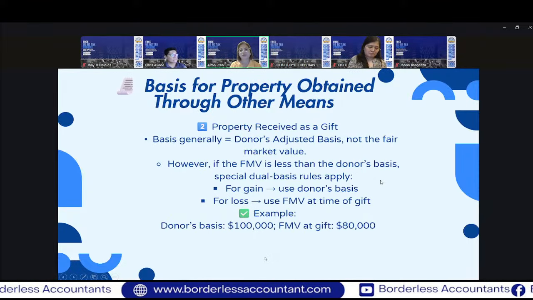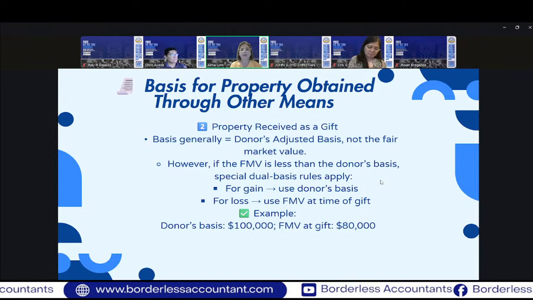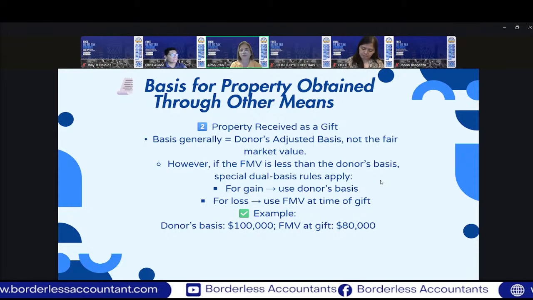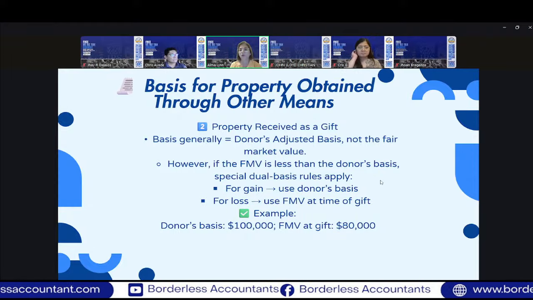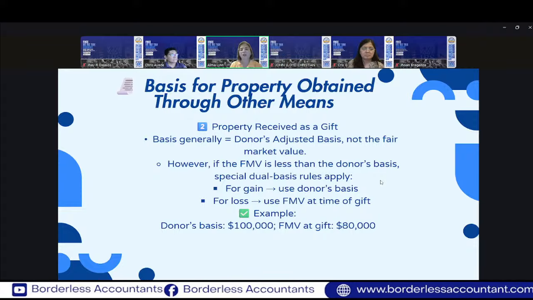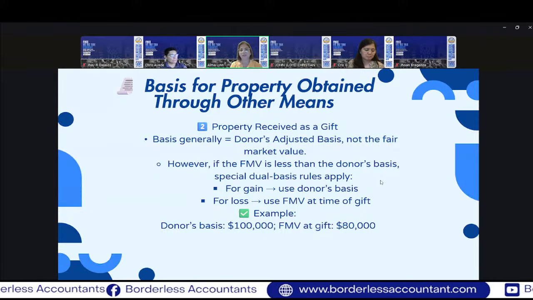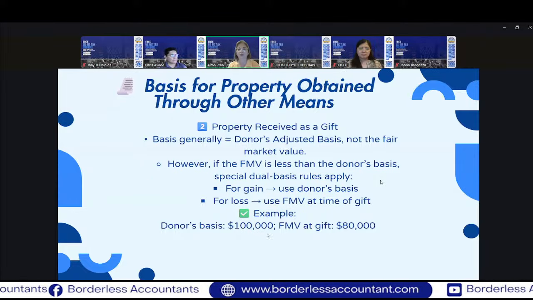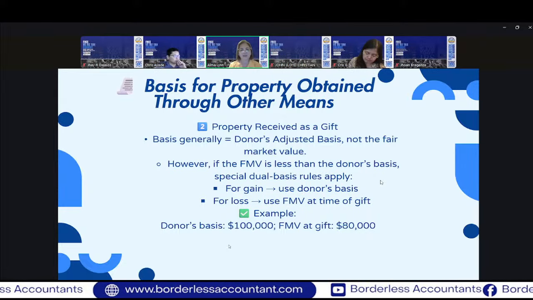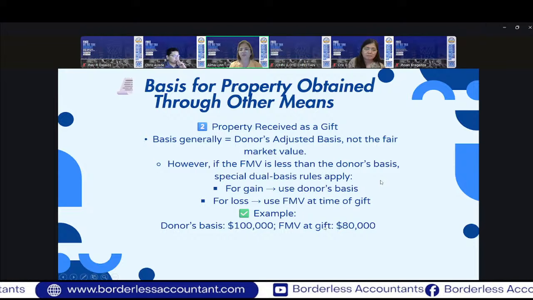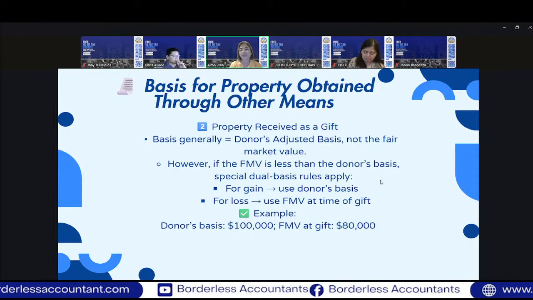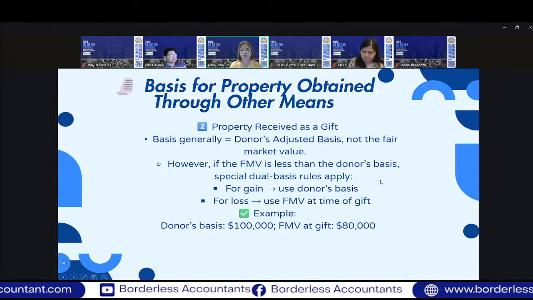For property received as a gift, the basis is the donor's adjusted basis, not the fair market value. However, if the fair market value is less than the donor's basis, a special dual basis rule applies. You will realize gain based on the donor's basis, or loss based on the fair market value. For example, the donor's basis is 100,000 and the fair market value is 80,000. If you sell the property for $90,000, there will be no loss or gain.